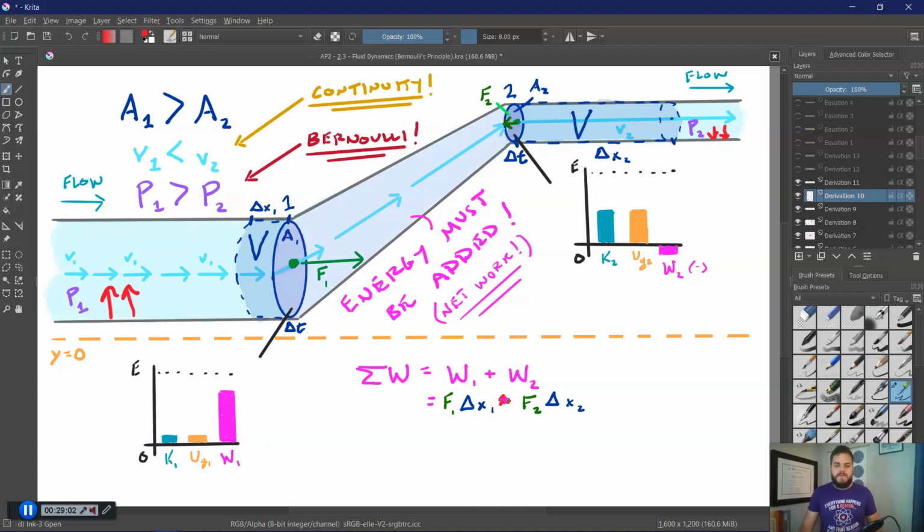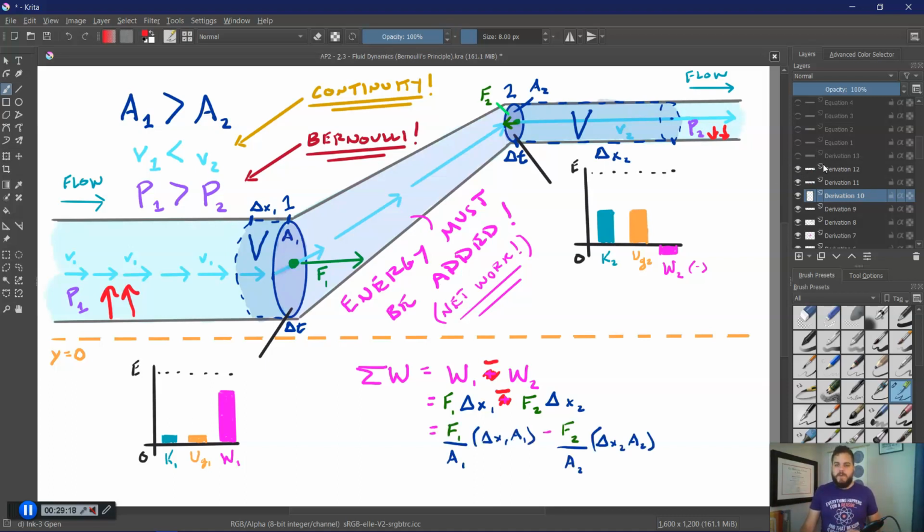But we should change this. This really should be a minus sign, because whereas this fluid in section 1 over here on the left is pushing it forward, this fluid in section 2 is actually pushing it backward. So we have this going on here.